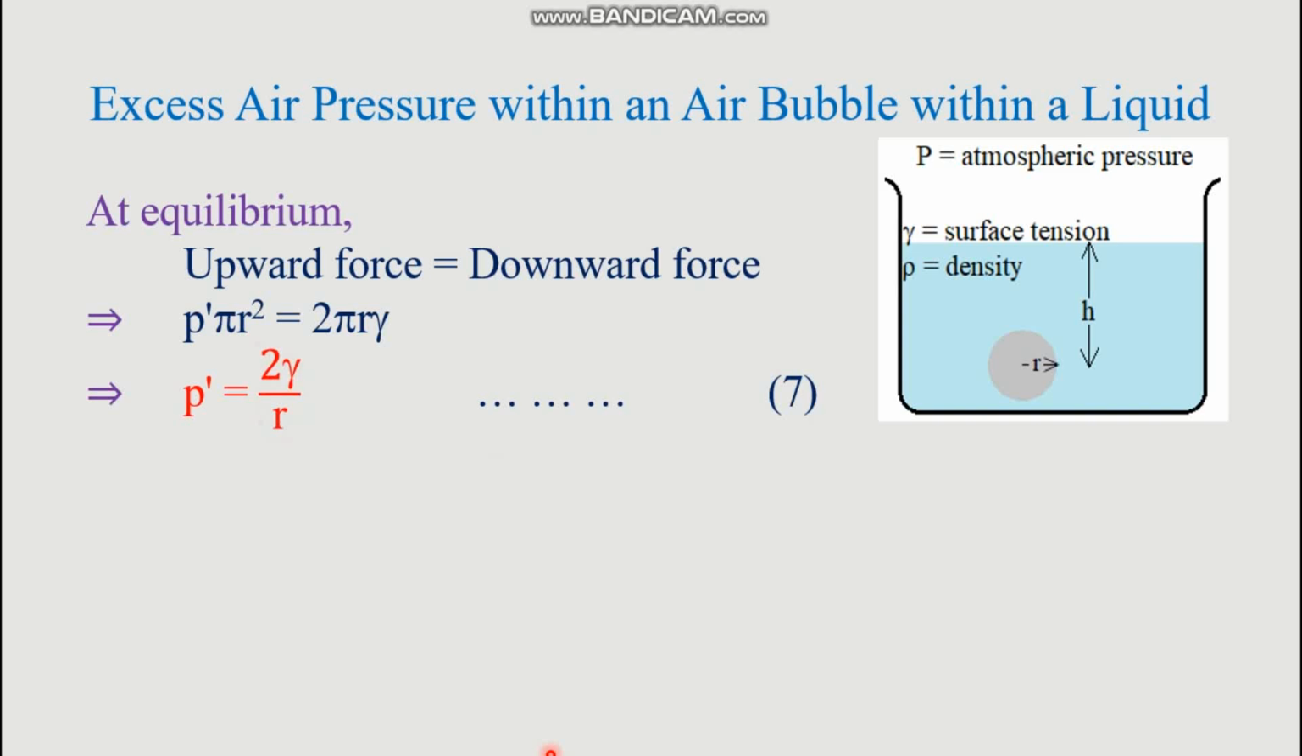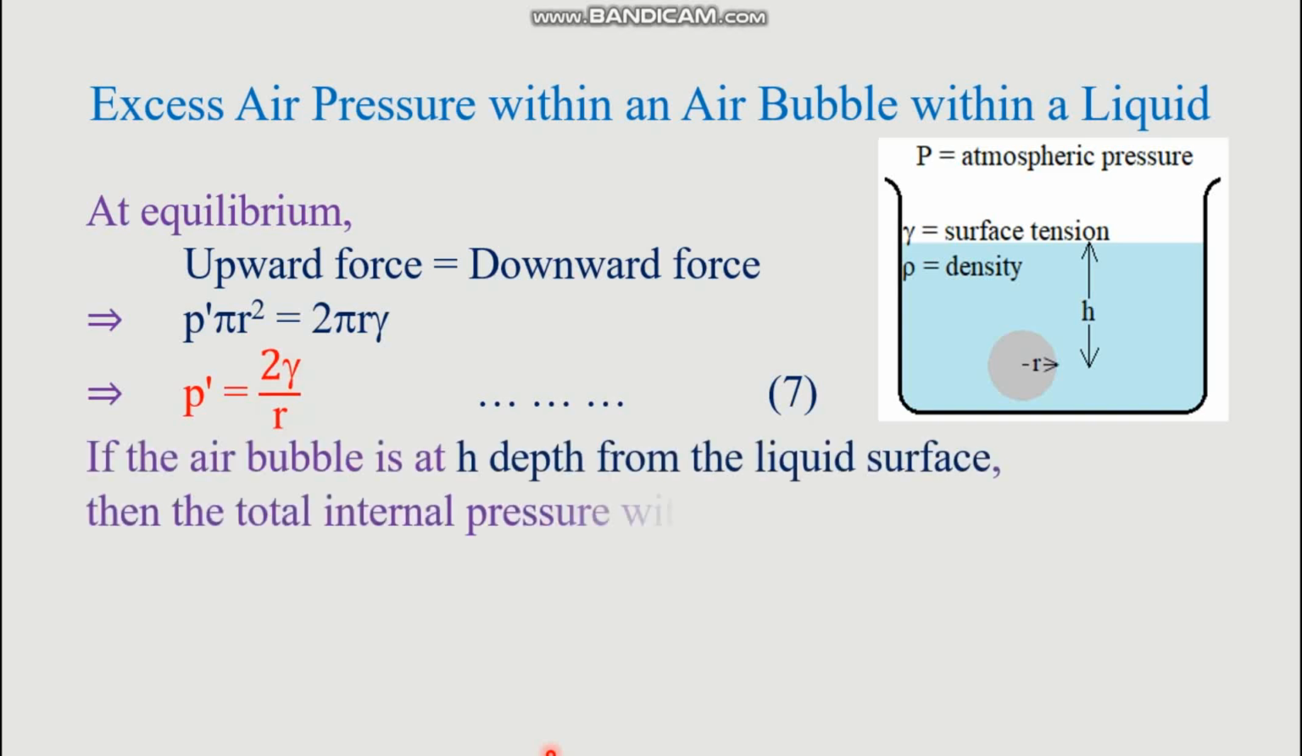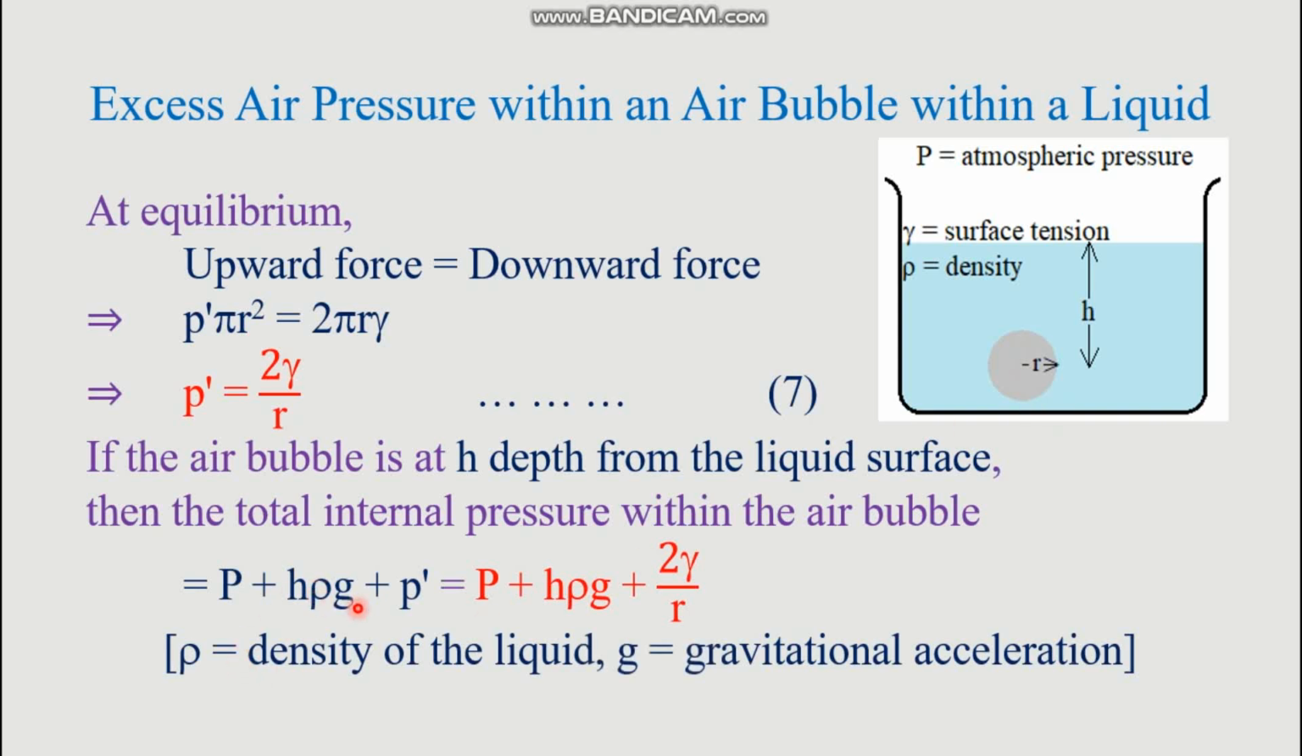Now, as I have said, there are two pressures apart from this one, and the other is due to the depth of the bubble. The bubble is at some depth h, where the liquid also exerts some pressure on that bubble. That is also present within this bubble. What is the value? It is h rho g. We know this equation: h is the depth, rho is the density, and g is gravitational acceleration. And these two are the excess pressure, and the atmospheric pressure I have already mentioned. This is already present there.